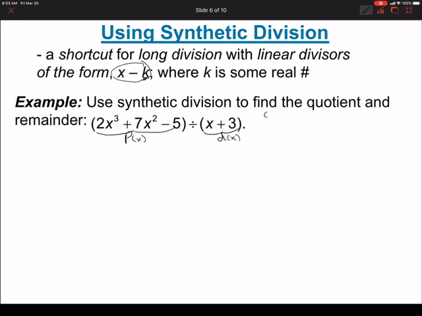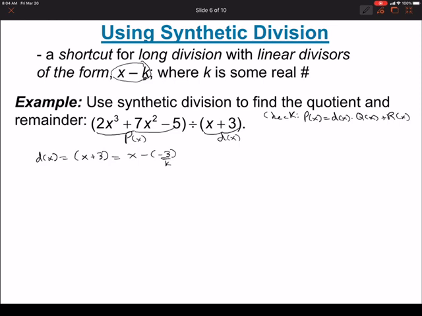So remember, in the end, if we want to check, we know that our dividend, p of x, should always equal our divisor times our quotient plus any remainder we have. So with our divisor, d of x, we're looking at a linear divisor of the form x plus 3. So that's equal to x minus negative 3. So here's that number k that I'm talking about. So we're going to use synthetic division.